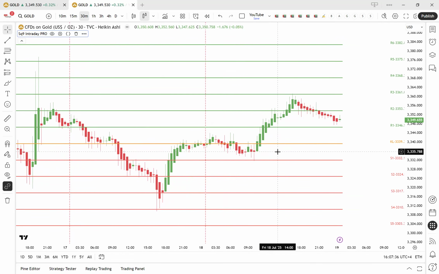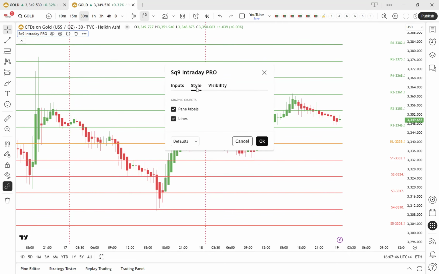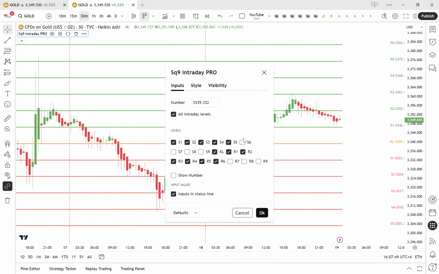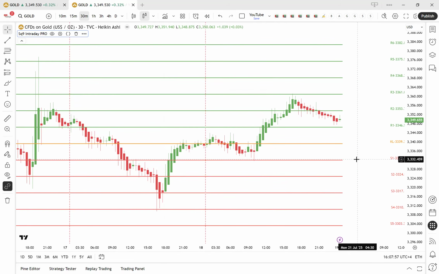That is the starting point. And you get all the R1 to R6 plotted and S1 to S6 plotted. You can increase this number to 9 as well, so you can move up to S1 till S9, and R1 to R9. You can do that, and click OK as per your wish.